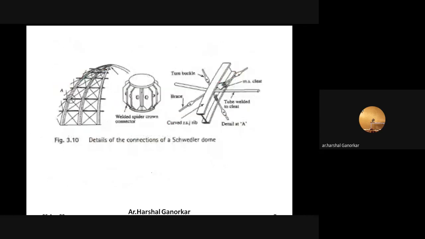And these are the basic assembly. This is welded spider crown connector. So when you have very close connection, then you go for this. And here you have slot in which you just add a pin or nut and bolt. So it is going to fix like this. And these are the bracings. Tube welded cleat is there, and these are the bracings.